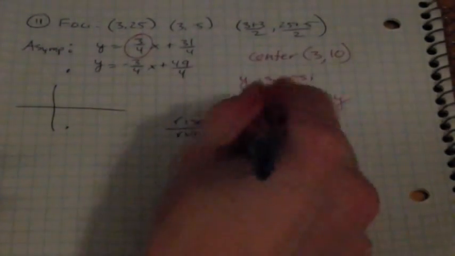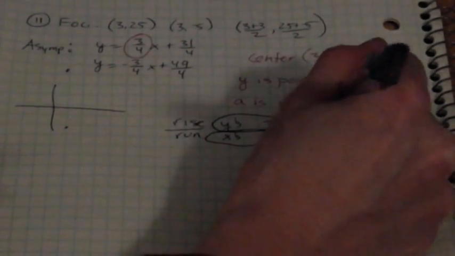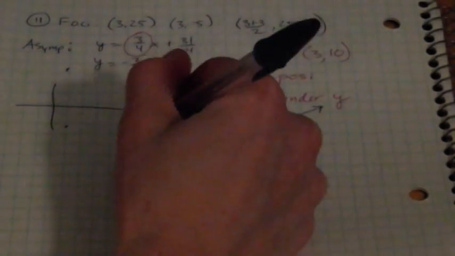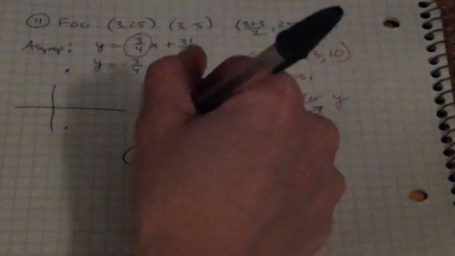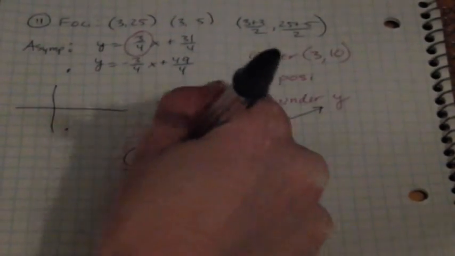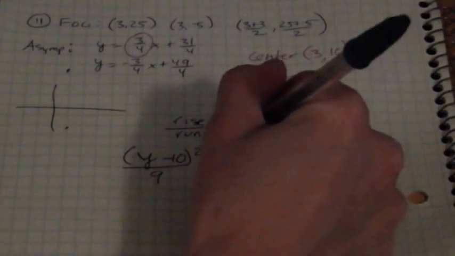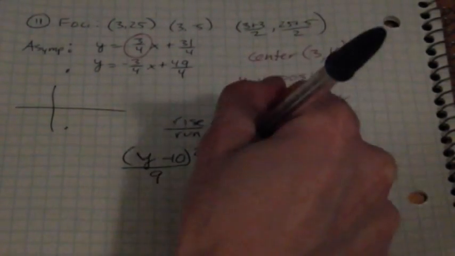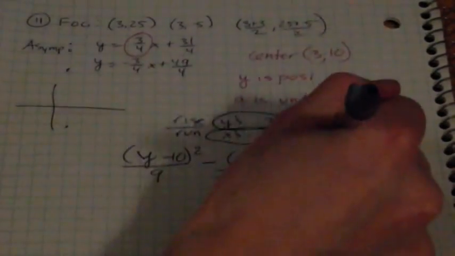So that means if a is under y, it doesn't really matter because we now know that 3 is under y because it's with the y's. So I can sit here and write my equation now. Actually, we'll do y first since it's vertical: (y minus 10) squared over a squared, or over 3 squared, 9, minus (x minus 3) squared over 16 equals 1. And that's it.